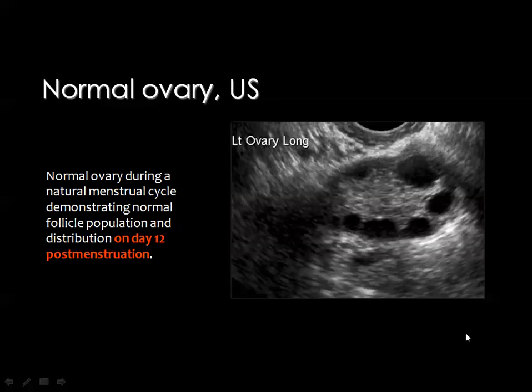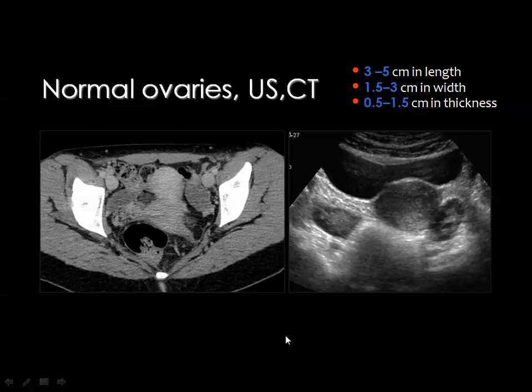And this is the usual appearance of the ovary by transvaginal ultrasound. You see some of the follicles appearing as cystic hypoechoic structures, usually arranged on the periphery of the ovary, and they are usually of different sizes. Then the regular size of the ovary is about 3 to 5 centimeter in length, 1.5 to 3 centimeter in width, and about 1 centimeter in thickness.